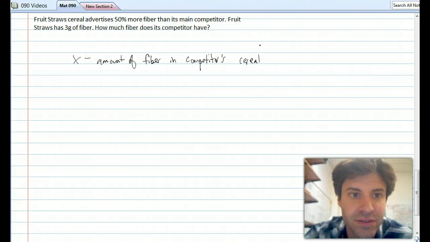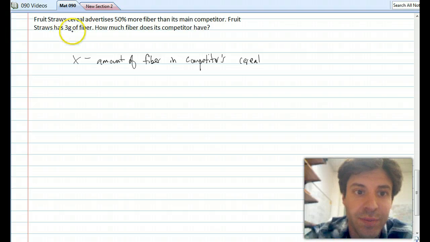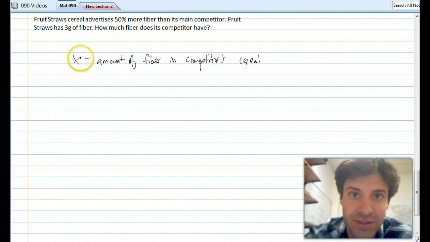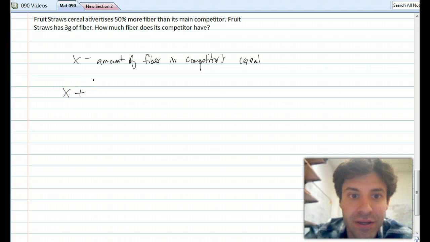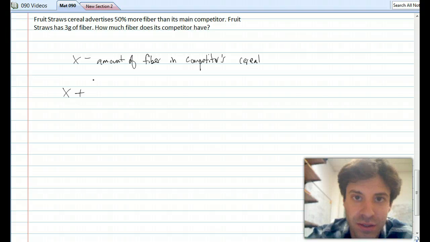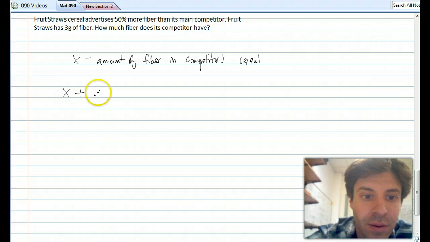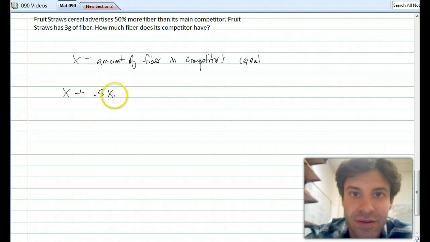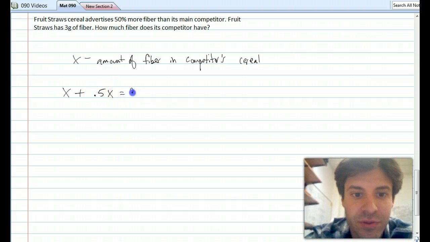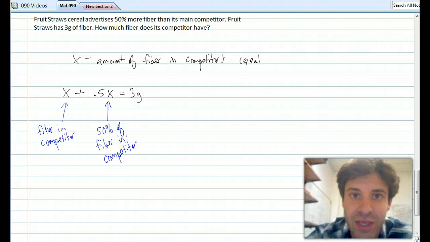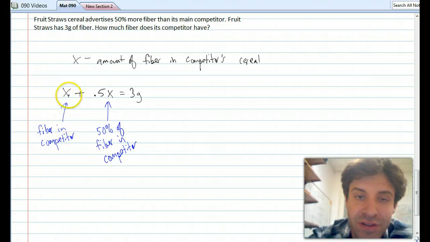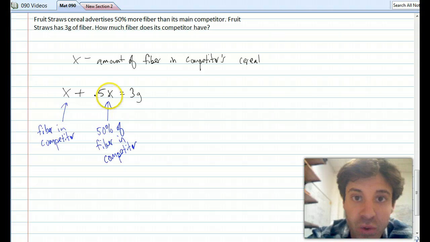Okay, now we have to think about this. Our Fruit Straws cereal, which has 3 grams of fiber per serving, has 50% more fiber than x. So what does that mean? That means we're starting with x grams of fiber and we're adding on 50% more than x. So how do we do that? We add in 0.5x. That's 50% of x. All of this is going to add up to 3 grams of fiber. That's the amount of fiber in our Fruit Straws cereal. So what we've done here, if we label our pieces, is write down that the fiber in the competitor plus 50% more fiber is going to add up to 3 grams.